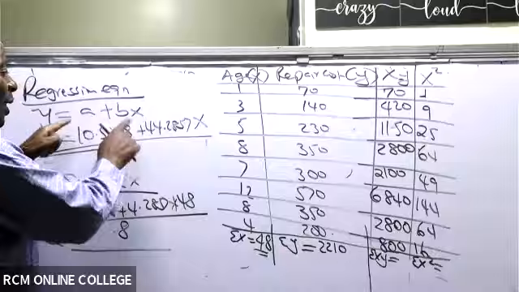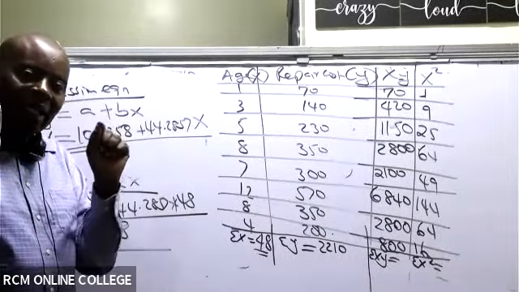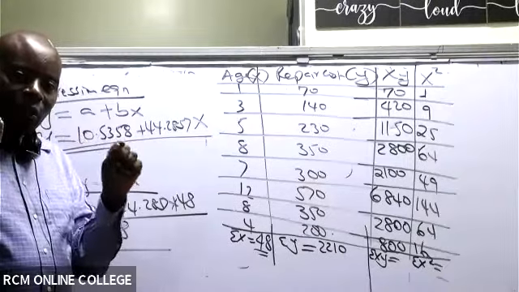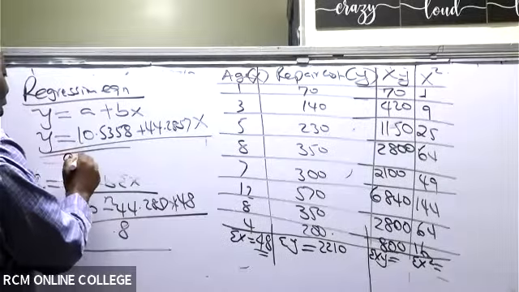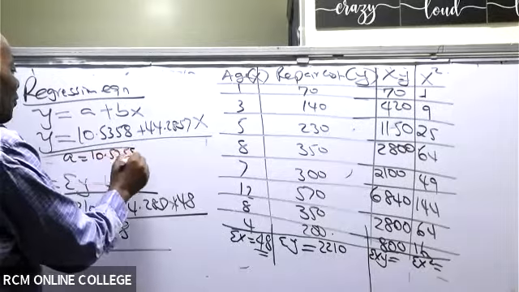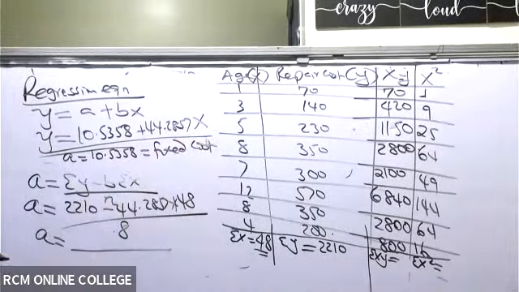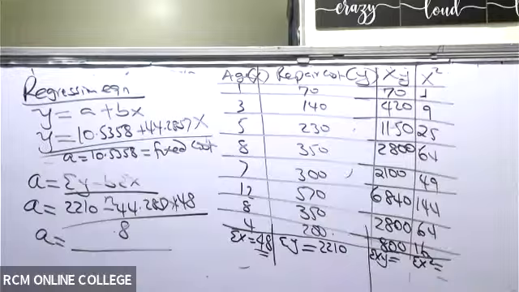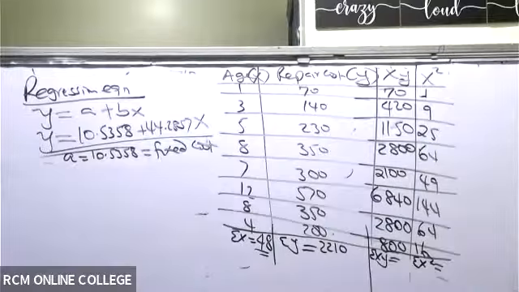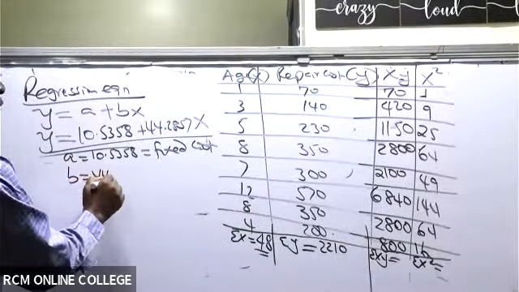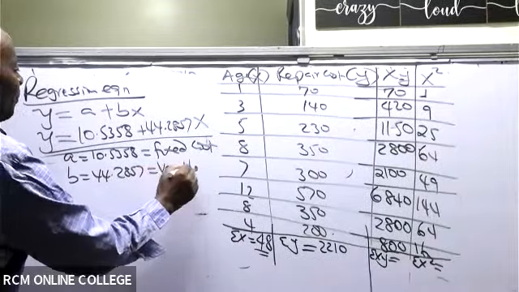But if you remember very well, this A is the fixed cost. The one that does not depend on X. It doesn't matter the age. So we have two types of cost here. So A is 10.5358, which is the fixed cost. And then, of course, we have B. B is 44.2857, which is the variable cost.